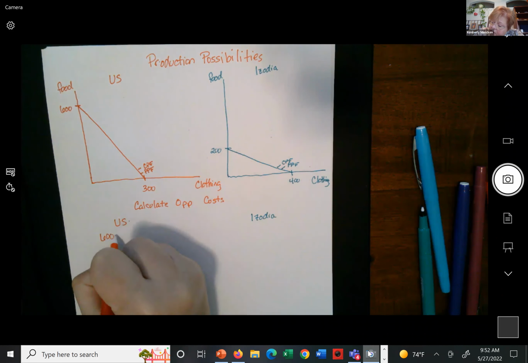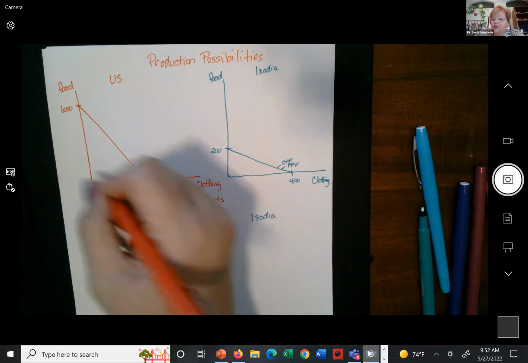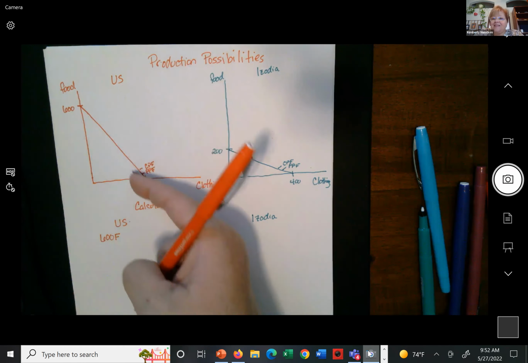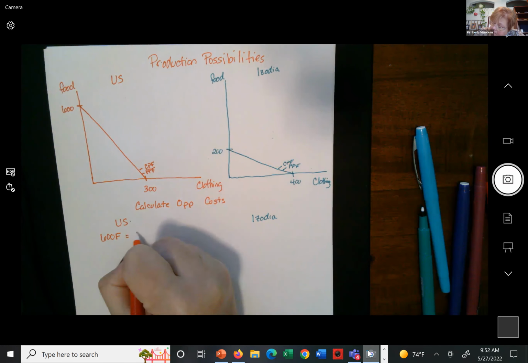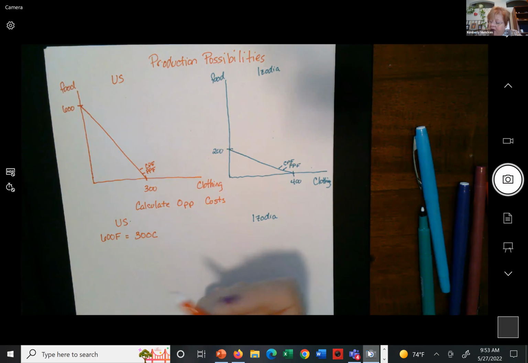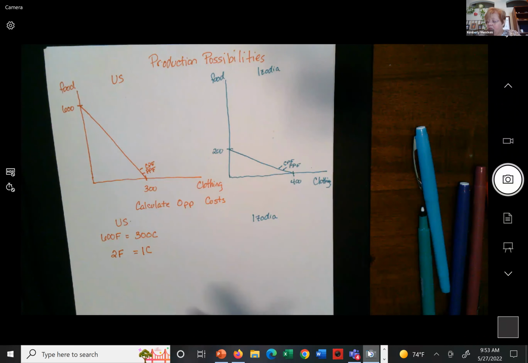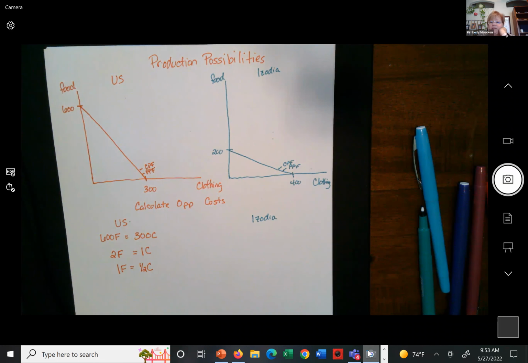So 600 food, or, and we can do this quite easily because it's a straight line PPF. So this trade, what we're about to figure out, these opportunity costs will be constant along the line. And now I want to get it in terms of one food and one clothing. So I'm going to divide both sides by 300. And I'll get one clothing equals two food. So the opportunity cost of producing one clothing in the United States is they give up two food. Every time they produce one clothes, they give up two food. And every time they give up one food, they gain one clothing, or half a clothing, sorry, half a clothing.